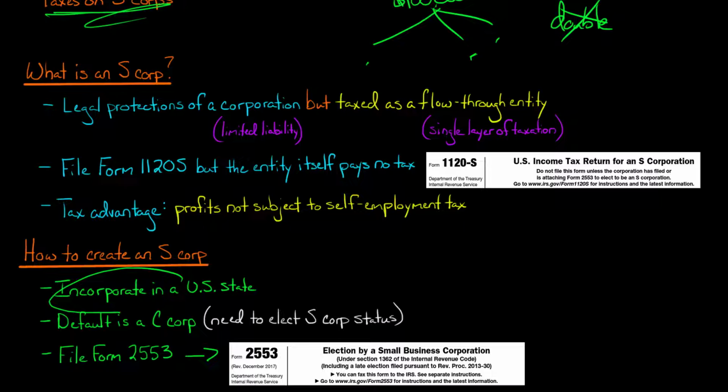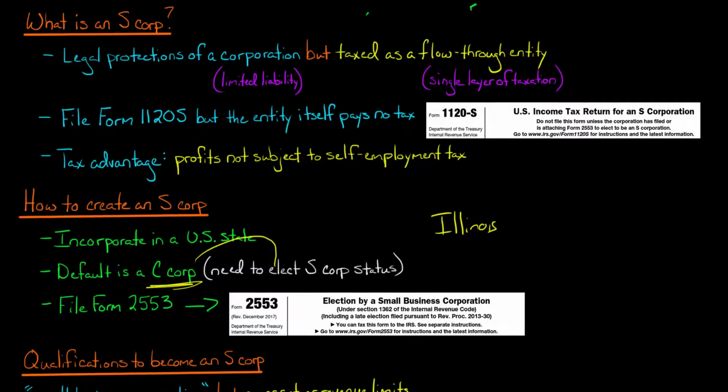Now, how do you go about creating an S corp? Well, you need to incorporate in a U.S. state, just like a C corporation. For example, say you created a corporation in Illinois. Initially, the default status when you create a corporation and file your articles of incorporation is a C corporation, and then you need to elect S corporation status, and you make that election with Form 2553. So you pick a U.S. state, create a corporation, file your articles of incorporation, and as soon as you have that corporation, you have a C corporation, and then you make an election to have an S corporation.